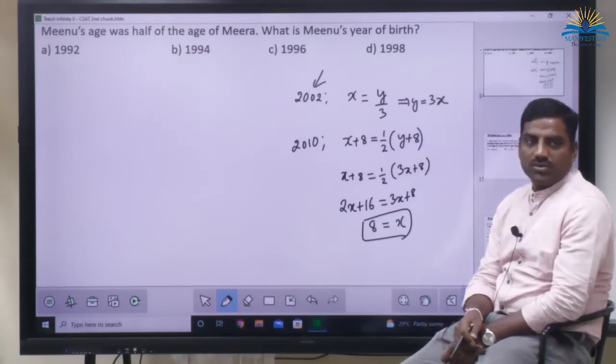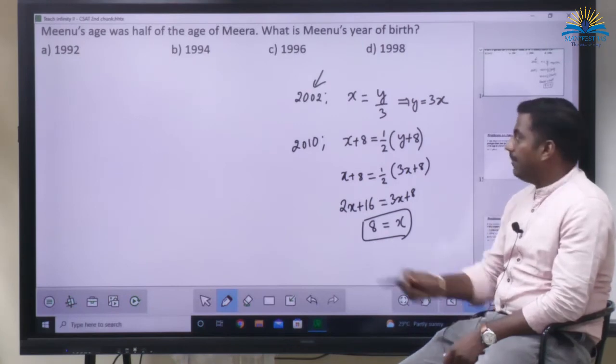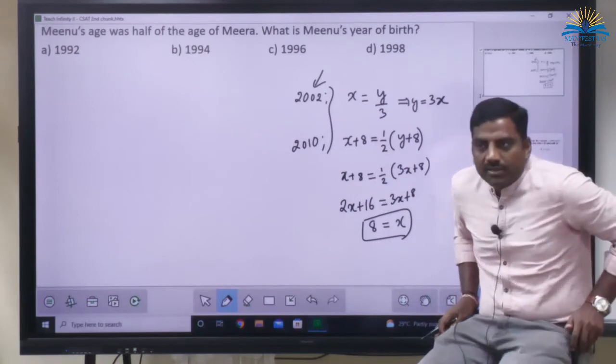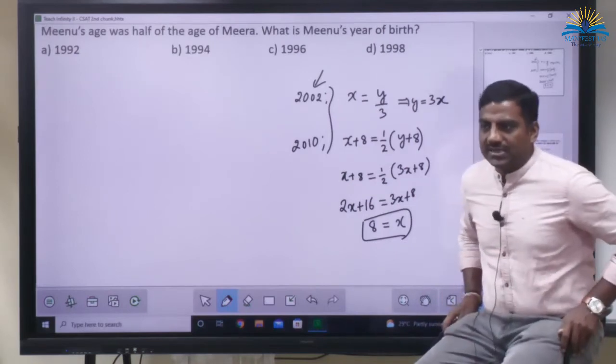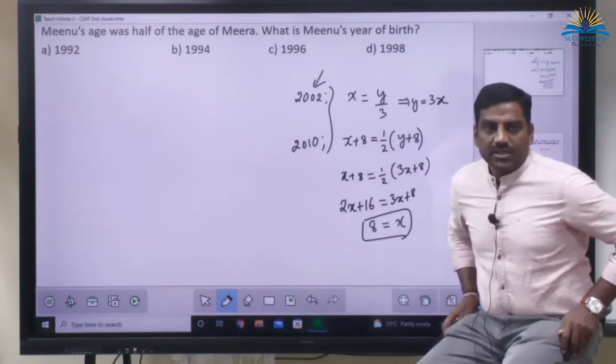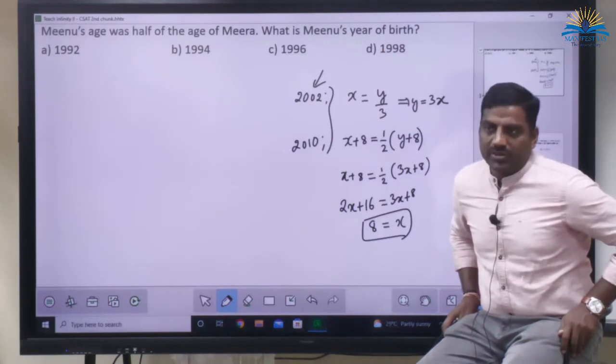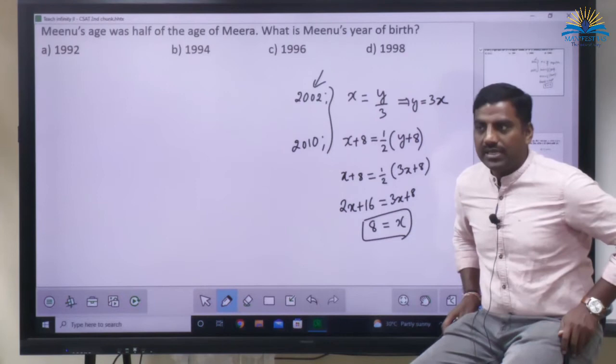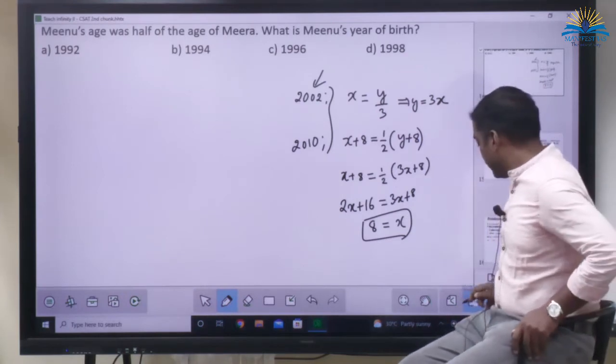No issues? But usually, they don't mention these years. They will give that presently Minu's age is this, Meera's age is this. 8 years hence, Minu's age will be this, Meera's age will be this. They will create some relation between Minu and Meera. Then they'll ask you to calculate.